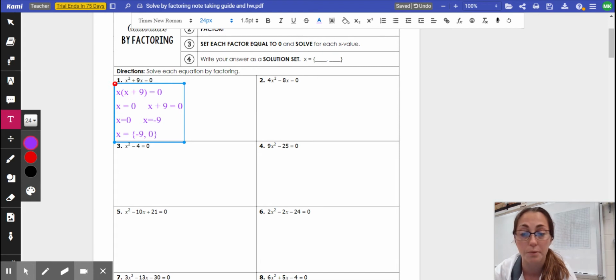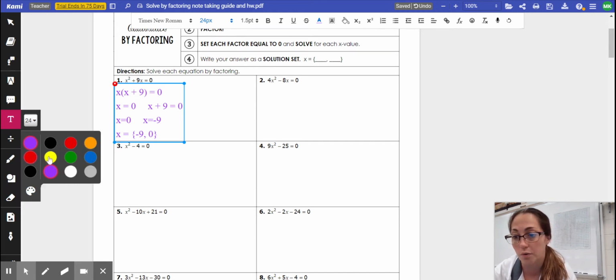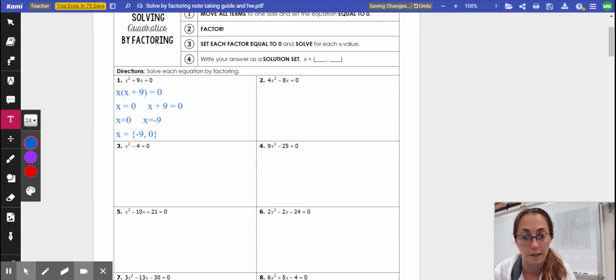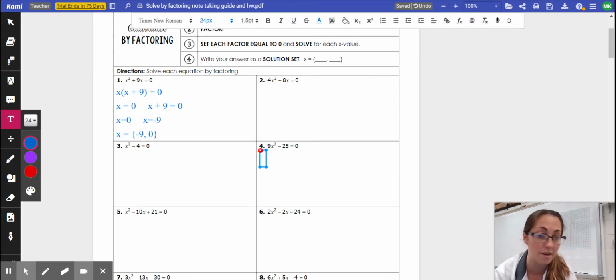Numbers 3 and 4 are what I was talking about with that difference of squares. I have two values, but I don't have anything in common, right? There's no greatest common factor. So for a problem like number 4, I have to have a difference of squares in order to factor this. Otherwise, it's not factorable. We have to use another method.